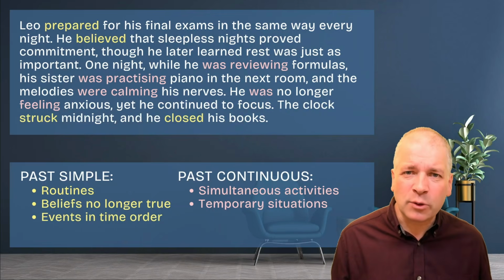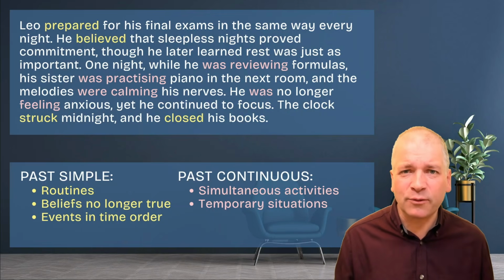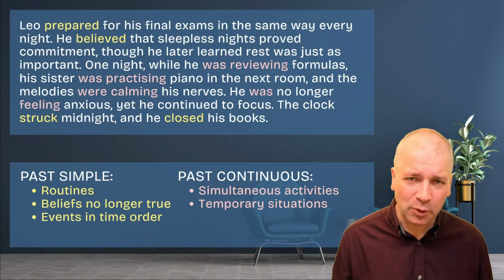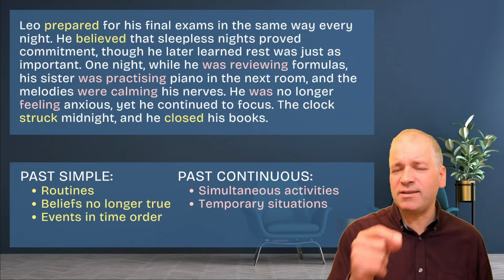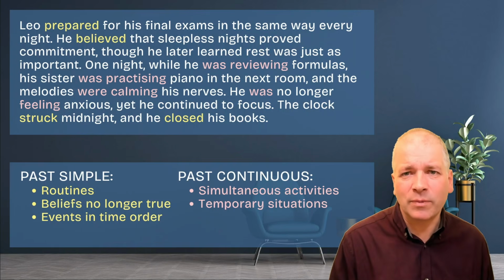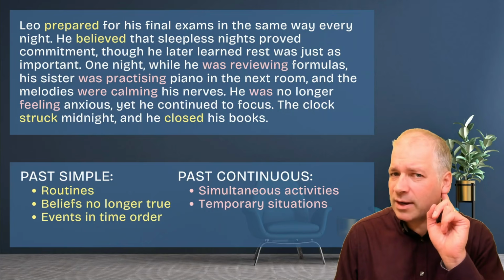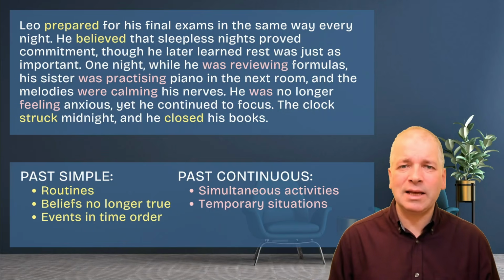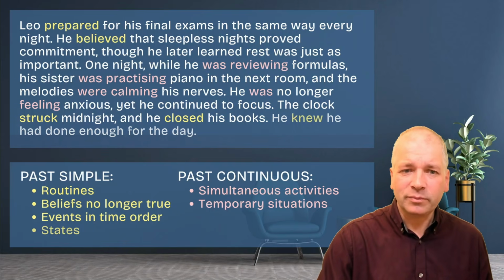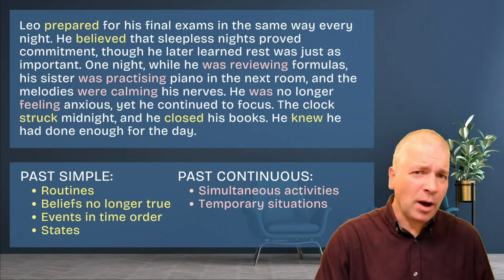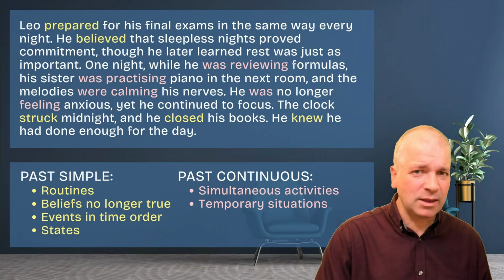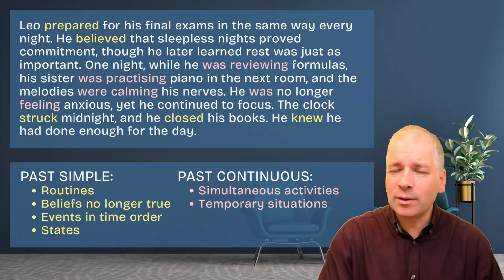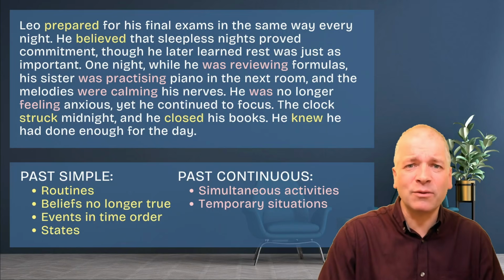Now here's an example of using the past simple to create sequence of time. The clock struck midnight and he closed his books. The two things didn't happen at exactly the same time. First, he heard midnight, then he closed his books. They're not completely simultaneous. And we can use the past simple to report states in the past. He knew he had done enough for the day. Not he was knowing, but just he knew, because it's a state verb.